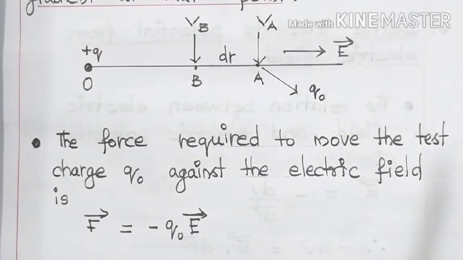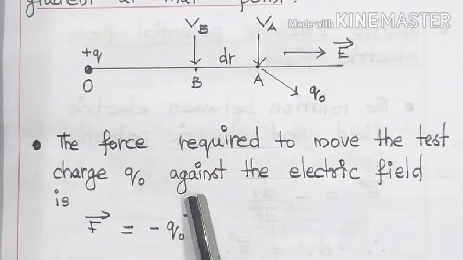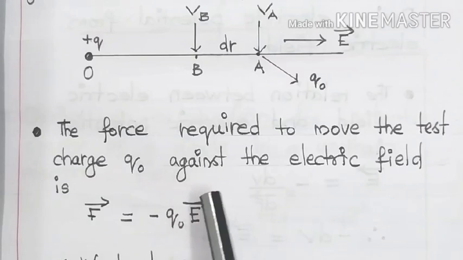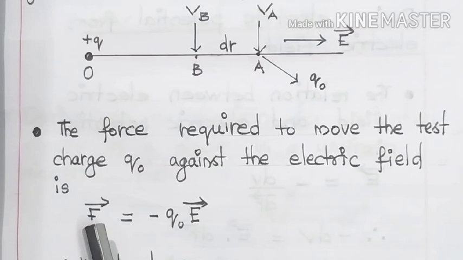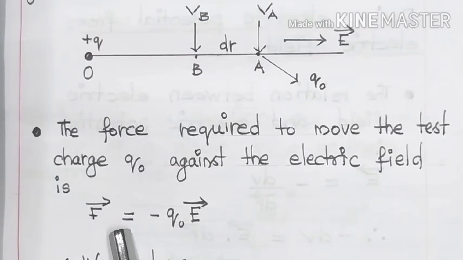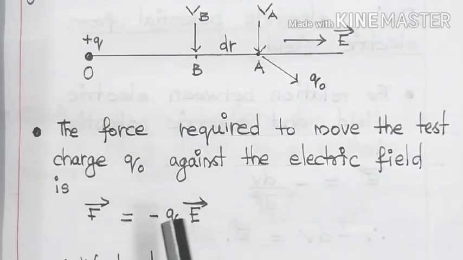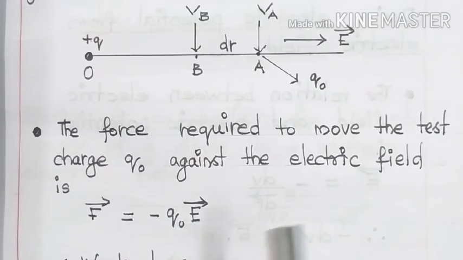The force required to move the test charge Q naught against the electric field is, why is it written 'against'? Because the movement of the test charge is in the direction opposite to the direction of the electric field. So the F vector is equal to minus Q naught E vector. Here the minus sign indicates that the movement of the test charge is opposite to the direction of the electric field.